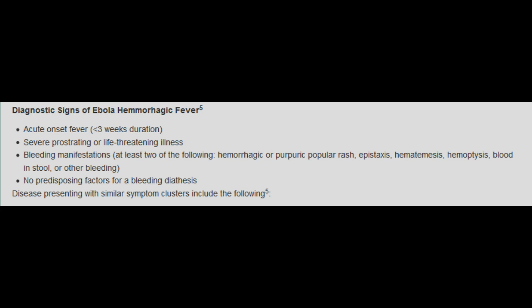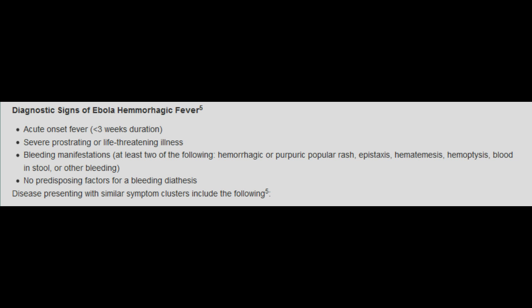Okay, now these are the symptoms that will come after what I just mentioned. So now we're into the hemorrhagic fever stage. Acute onset fever, severe prostrating or life-threatening illness, bleeding manifestations, at least 2 of the following: hemorrhagic or purpuric papular rash, epistaxis, hematemesis, hemoptysis, blood in stool or other bleeding. No predisposing factors for bleeding diathesis.